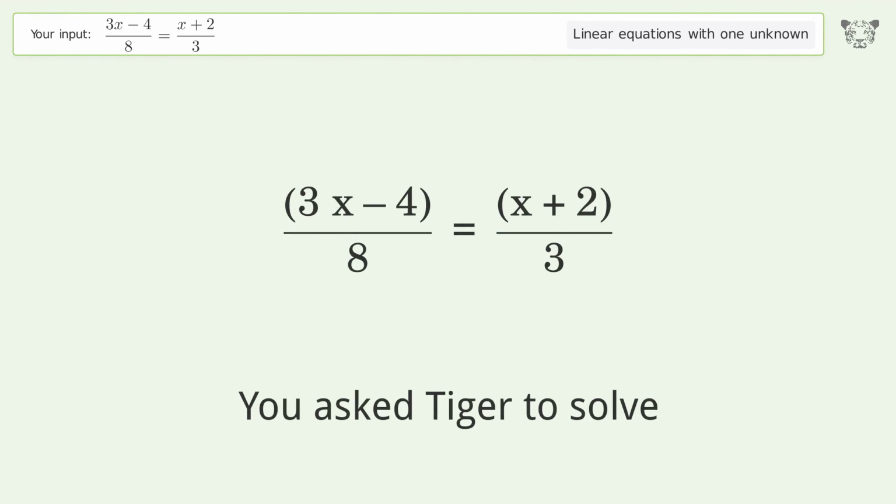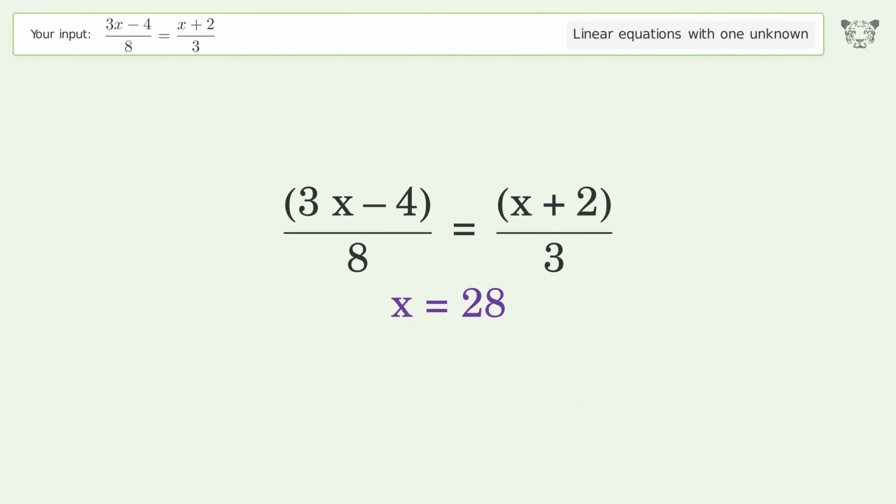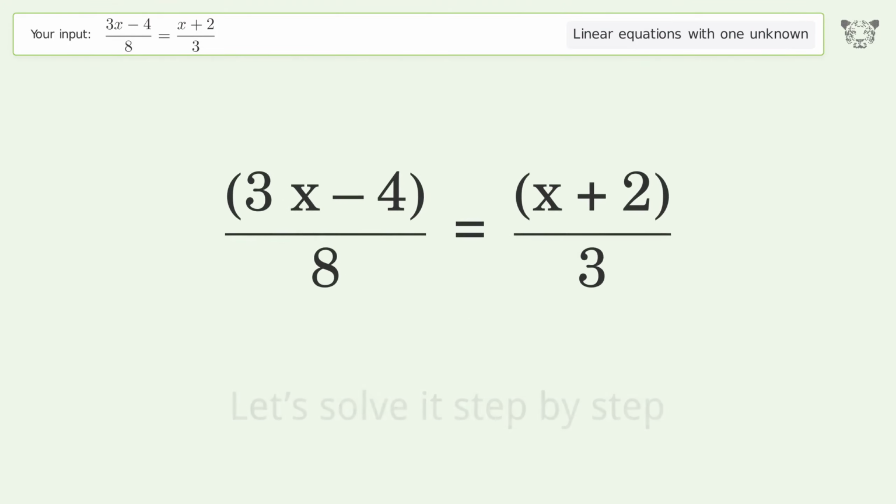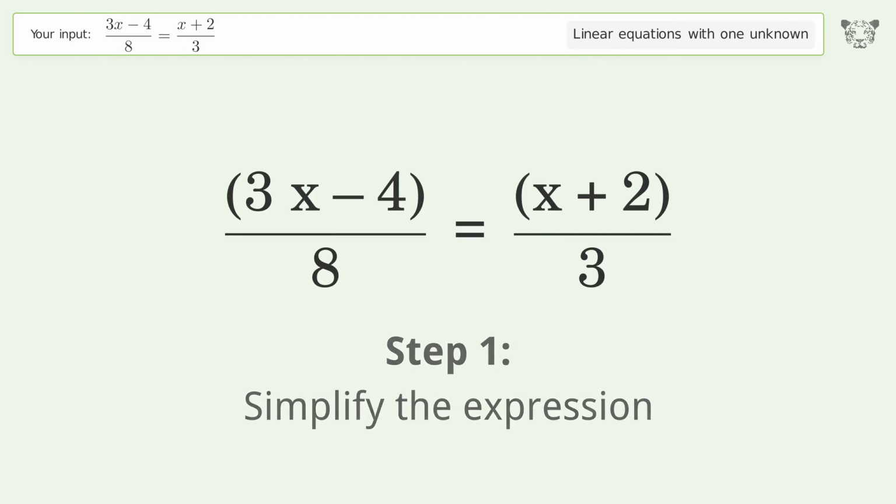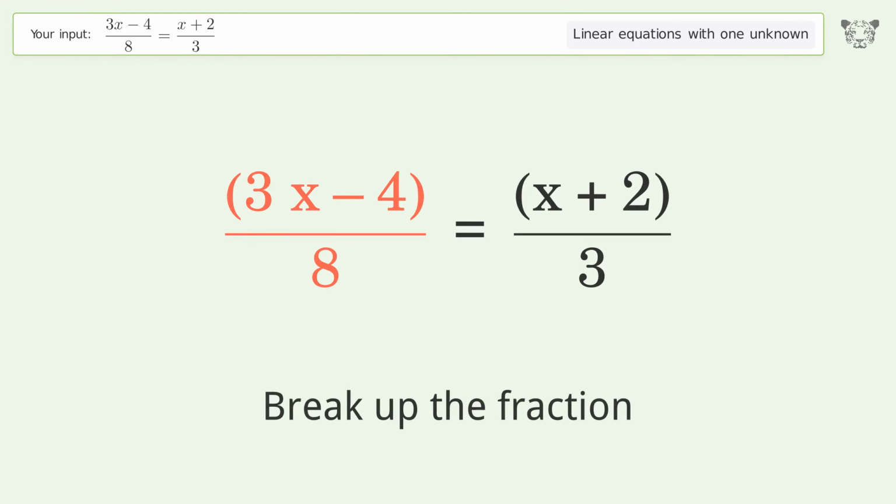You ask Tiger to solve. This deals with linear equations with one unknown. The final result is x equals 28. Let's solve it step by step. Simplify the expression. Break up the fraction.